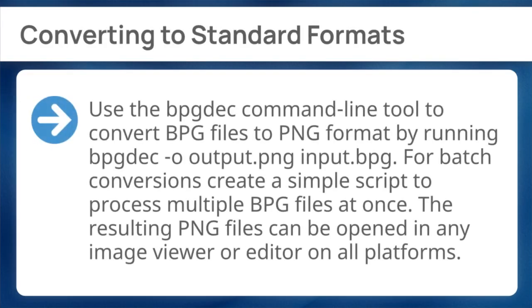Next, converting to standard formats. Use the bpgdec command line tool to convert BPG files to PNG format by running bpgdec -o output.png input.bpg. For batch conversions, create a simple script to process multiple BPG files at once. The resulting PNG files can be opened in any image viewer or editor on all platforms.